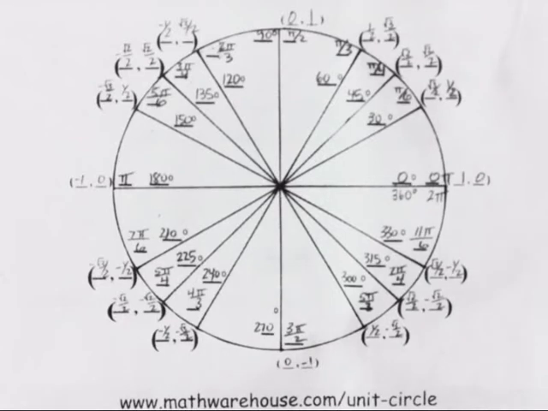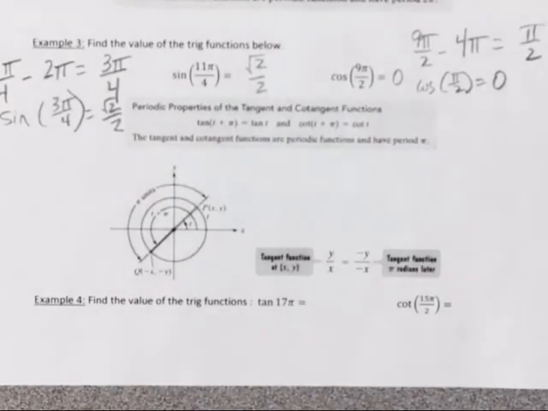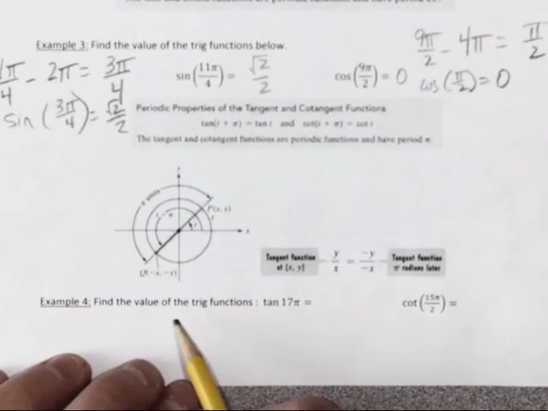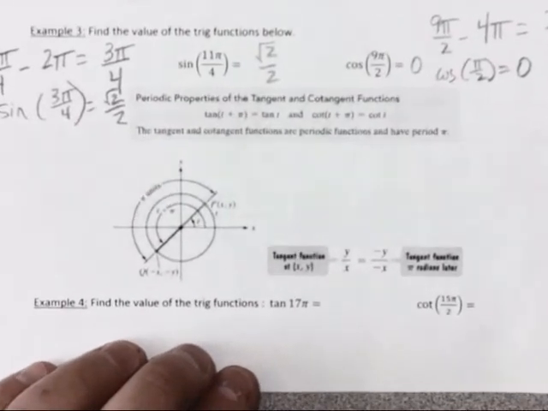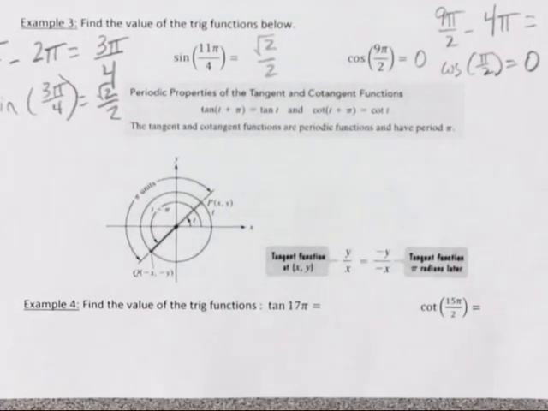So tangent becomes cyclical after half of a rotation, and the same thing goes for cotangent. We can use that information to evaluate trig functions for tangent and cotangent.